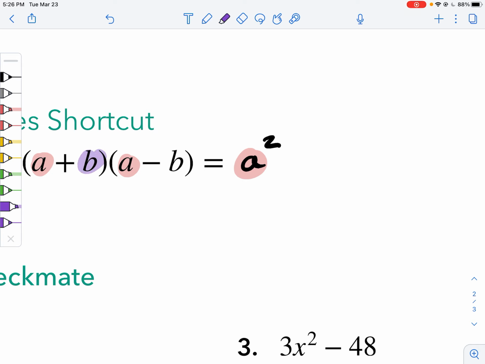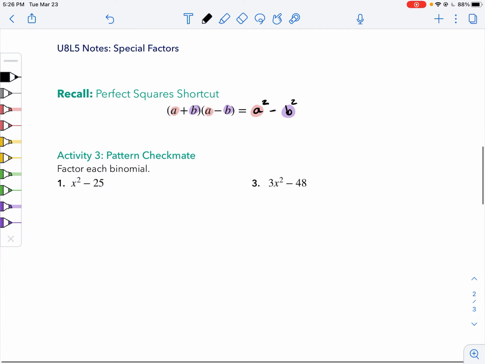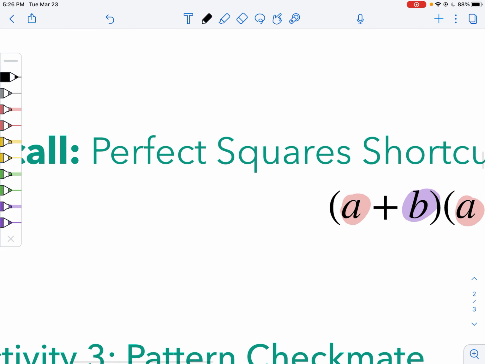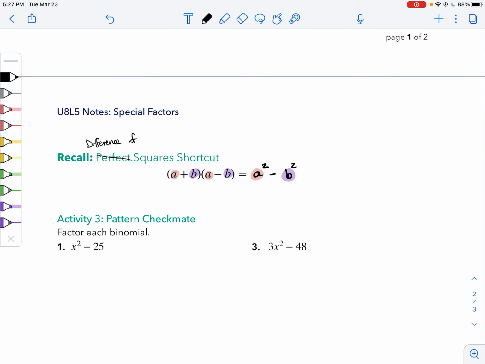And then whatever your second guy is, you guessed it, square him too, and subtract. So, if you ever notice you have difference of squares, I'm going to rename this difference of squares. Shortcut looks like this.